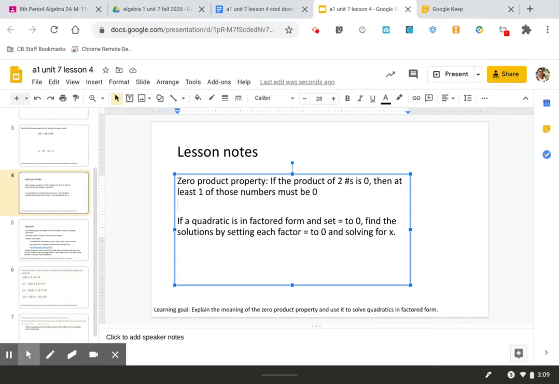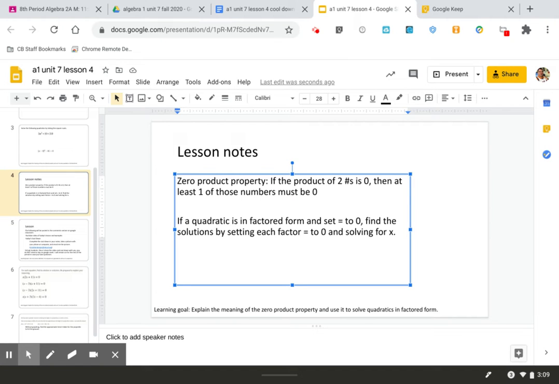It's fairly obvious. Zero product property states if the product of two numbers is zero, then at least one of those numbers must be zero. And if you think about it, it makes sense. If I know that the product of two numbers is zero, the only way that could happen is if one or both of those numbers are zero.